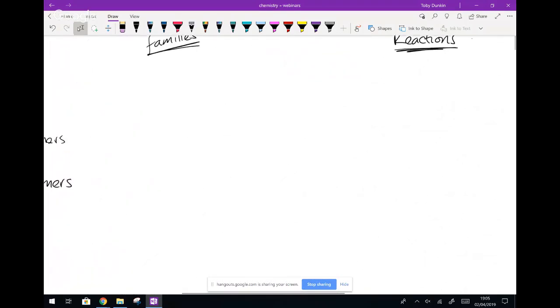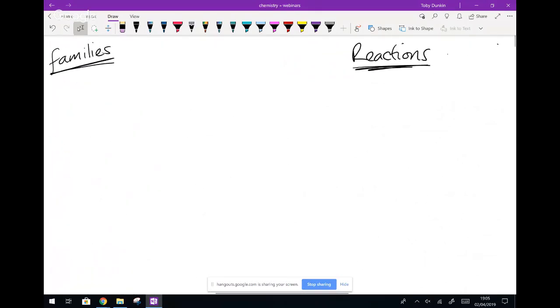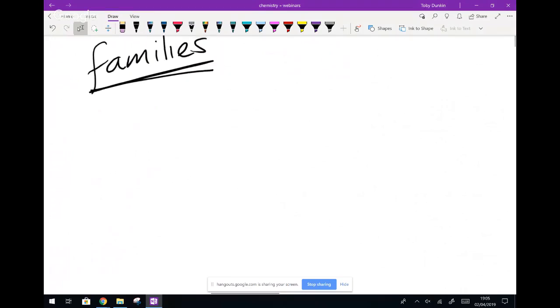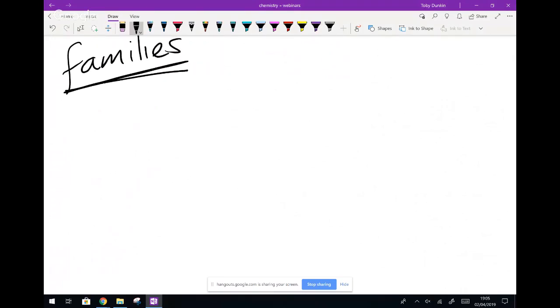Now, the first thing I want to quickly do is talk about your families, or homologous series, as you would know them to be called properly. So we start off with alkanes, and alkanes, of course, are the first family. Now I'm only going to draw one of them, one of this family, and this is ethane.